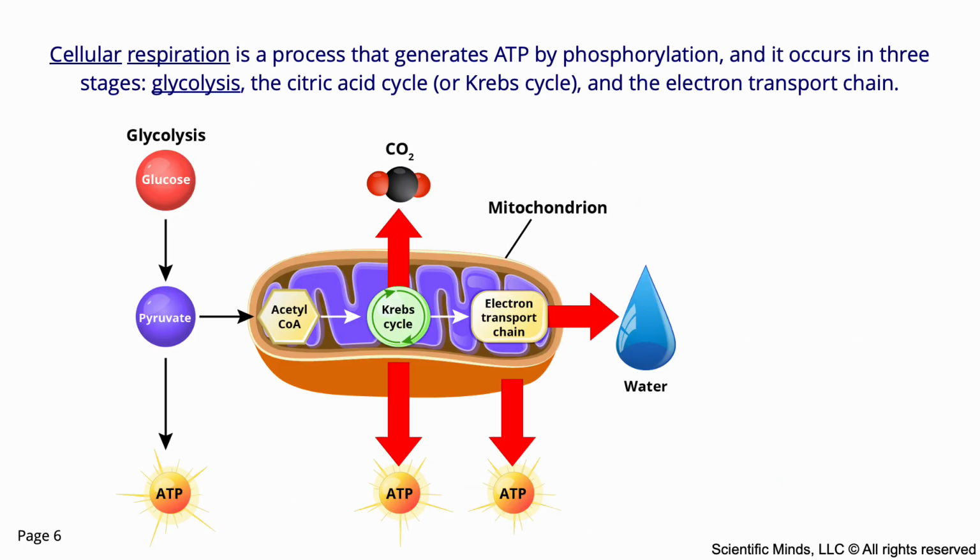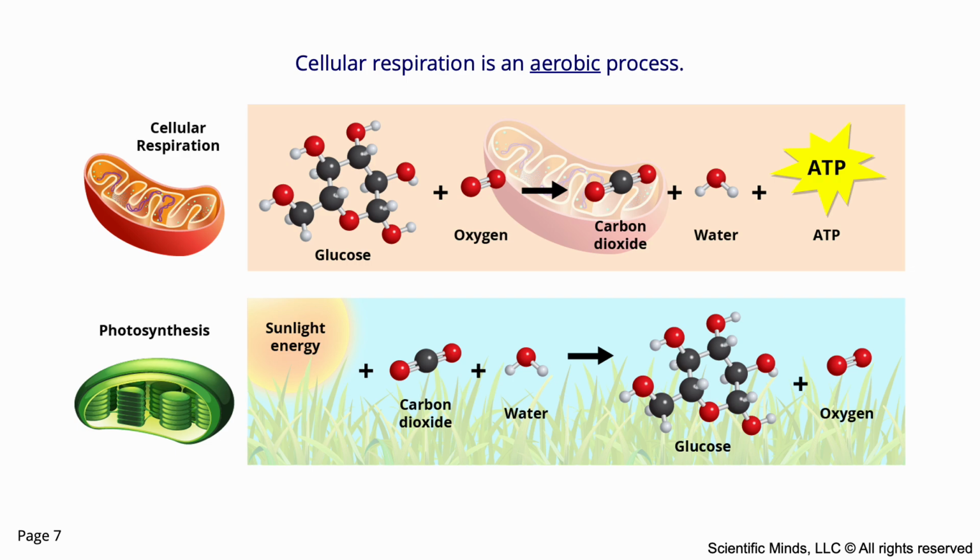Cellular respiration is a process that generates ATP by phosphorylation, and it occurs in 3 stages: glycolysis, the citric acid cycle or Krebs cycle, and the electron transport chain. Most of the phosphorylation occurs during the electron transport chain through a process called chemiosmosis. Cellular respiration is an aerobic process. It is the opposite of photosynthesis.